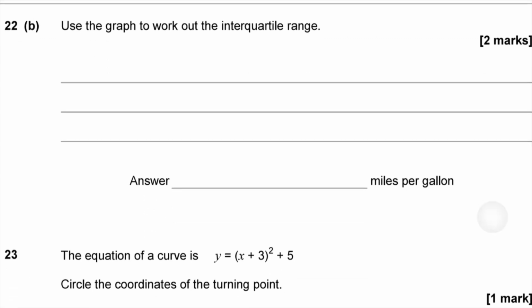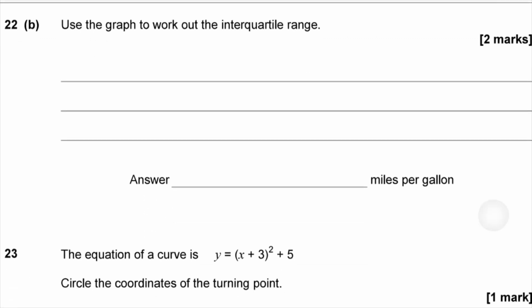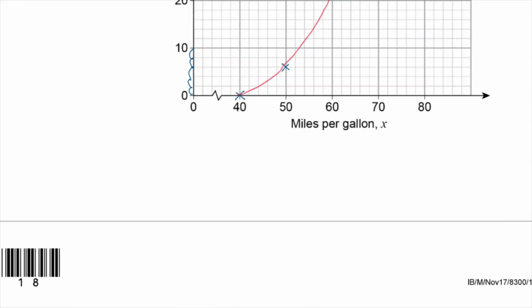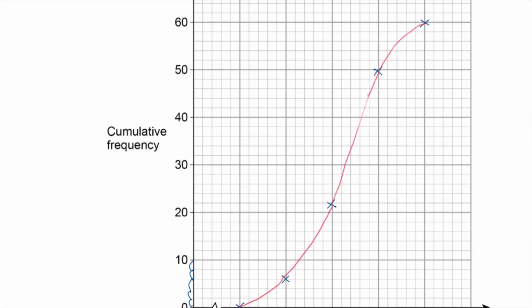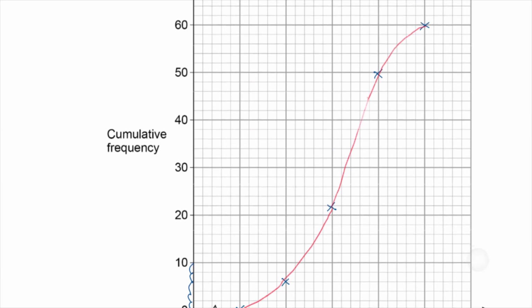Right, use your graph to work out the interquartile range. The interquartile range is the range of the middle half of your data. If I've got 60 values, then a quarter of the way through, 60 divided by 4, is going to be 15. So my lower quartile is going to be at 15.